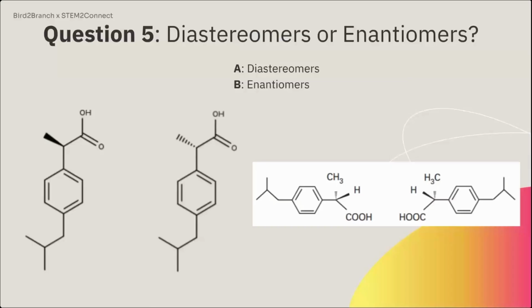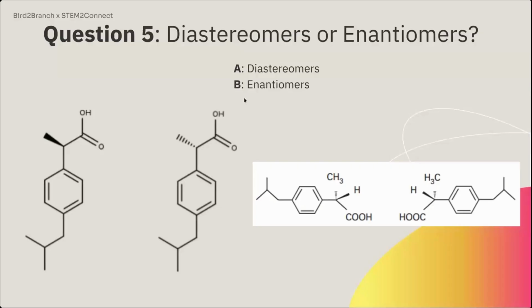So now that you've practiced with wedge and dash notation, I'll give you one more question about diastereomers or enantiomers. This is a little more difficult one, but now you understand what wedges and dashes mean as part of the structure. Put A if it's diastereomers and B if it's enantiomers. What is the relationship between the molecules in these pictures?